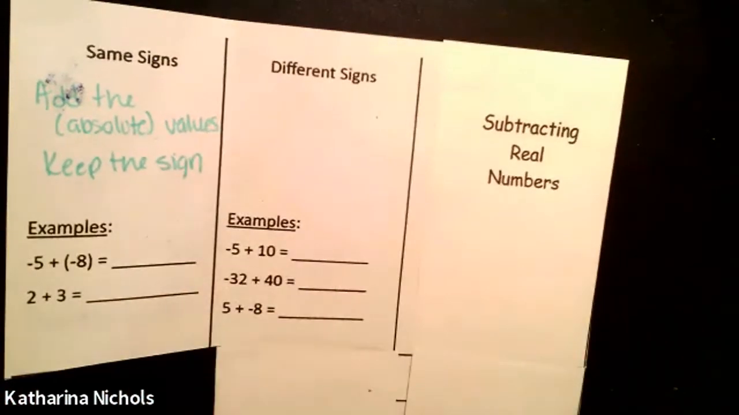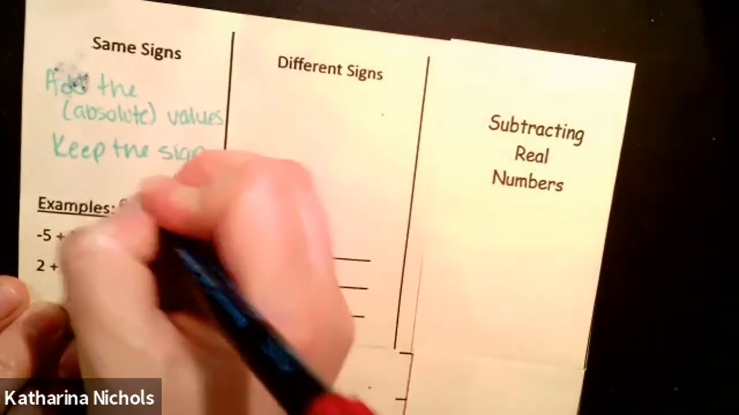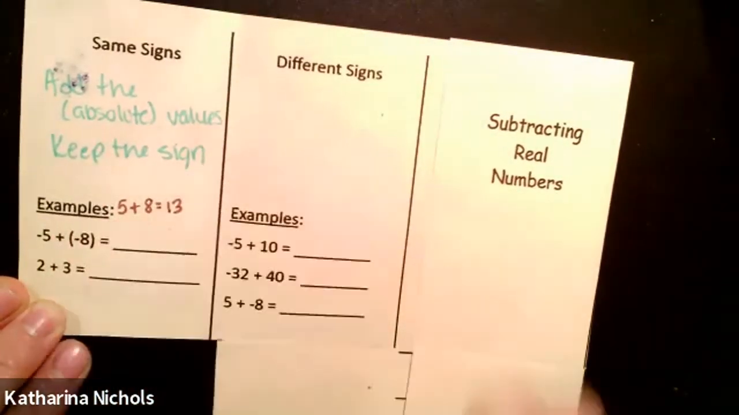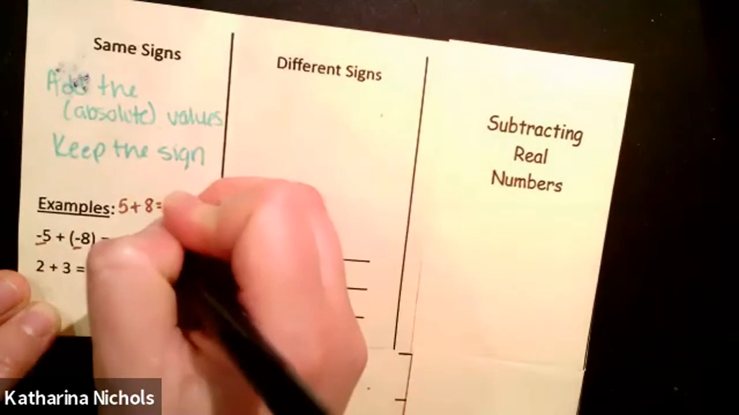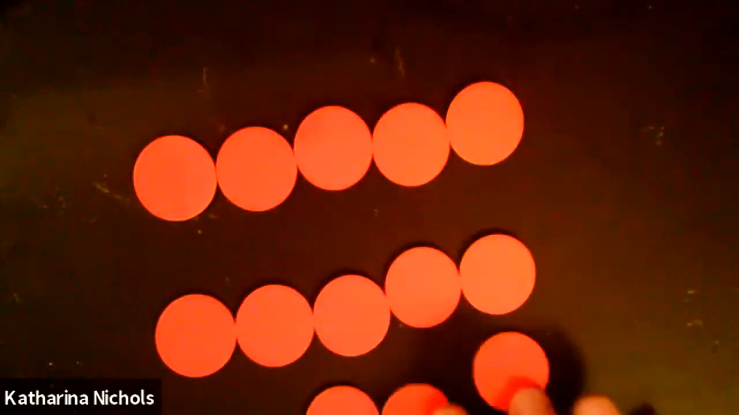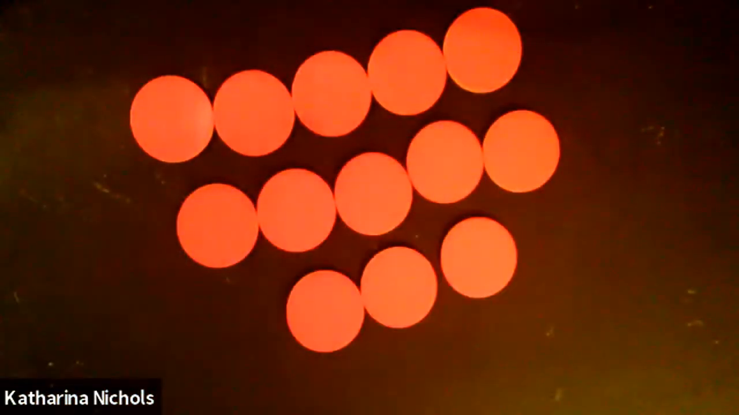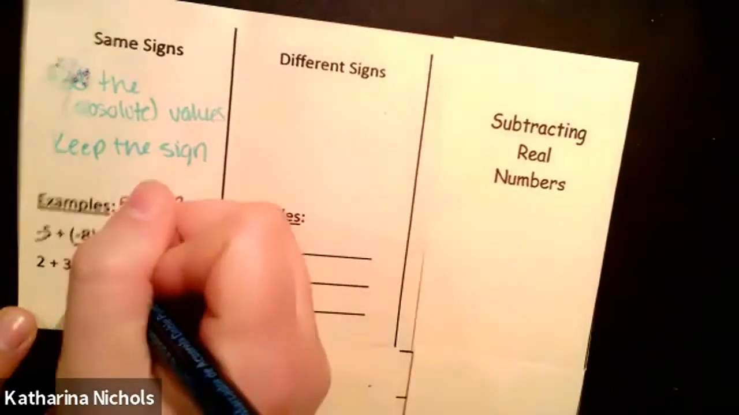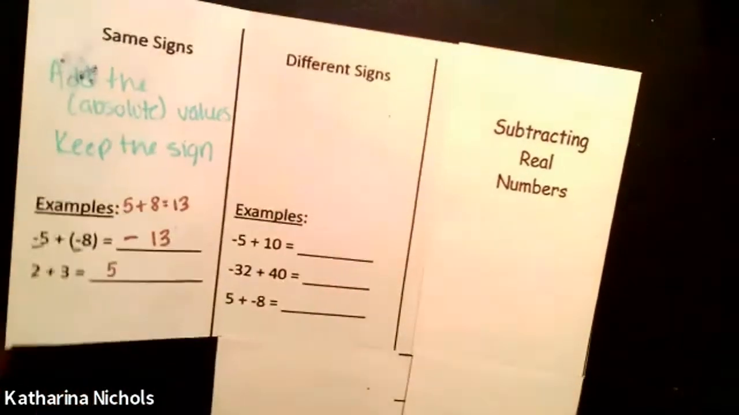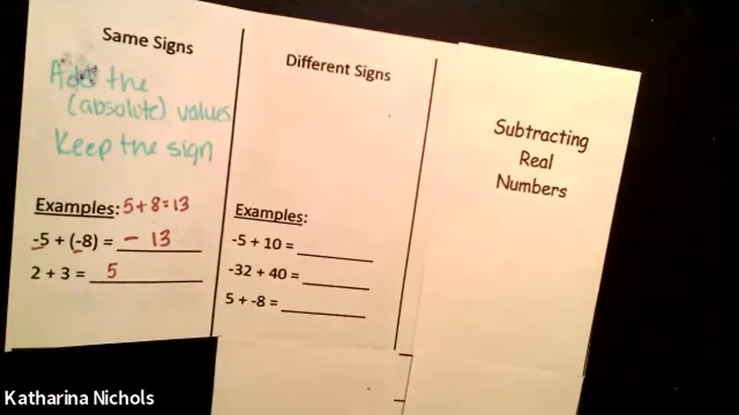So my first example is -5 plus -8. Add the values. I know that 5 plus 8 is 13, but I see that they're negative. So my answer must be -13. In my second example, I have 2 plus 3. That's equal to 5. And since I'm dealing with positive numbers, I just keep that 5 as is.